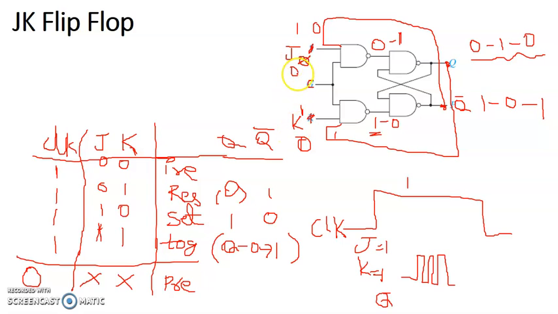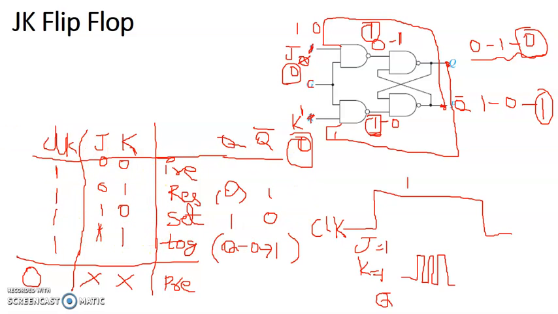If both are 0, 0, J 0 and K 0, how will it work? Now we'll consider the present state output is 0, 1. When both are 0, 0, the output across this is 1, and this is 1. When S bar and R bar are 1, 1, the output is the previous state. So the previous state output was 0 and 1 here. So we get the same state 0 and 1. This is how the JK flip-flop works.